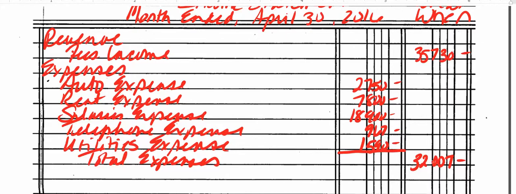It looks like we made money because our expenses are a little bit less than our revenue, so we can put our net income down here for the final line. We subtract 32,007 from 35,730, and we end up with $3,723, and we double underline that. The $3,723 will be used on our statement of owner's equity, which we're heading to next.